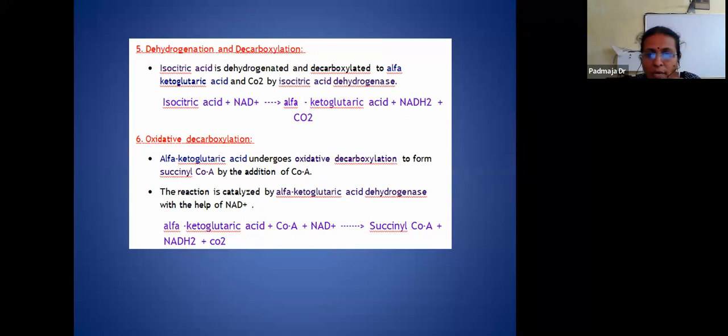Now, succinyl CoA is a 4-carbon compound. Alpha ketoglutaric acid is a 5-carbon compound. By removing another CO2, this 5-carbon compound is converting to a 4-carbon compound. They may ask how many carbon compound is alpha ketoglutaric acid, or how many carbon compound is succinyl CoA, or which step it is? It is the oxidative decarboxylation step, or by which step this ketoglutaric acid is converting to succinyl CoA. Like this, they may ask questions in this.